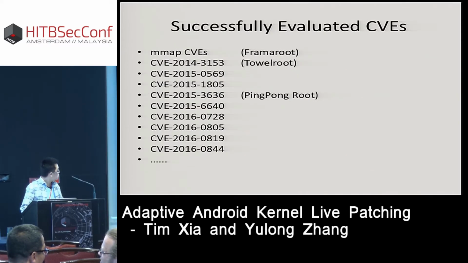Here are some famous vulnerabilities that we have fixed so far, and we actually fixed much more than that. But these are very typical ones, like Towelroot is very popular. We have seen that before, and Pingpong Root, and CVE-2015-1805. This is the next Pingpong Root. You probably have heard of that already.